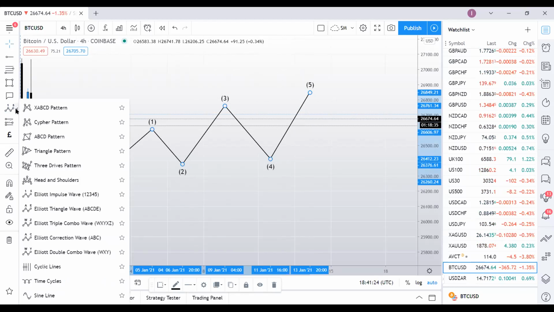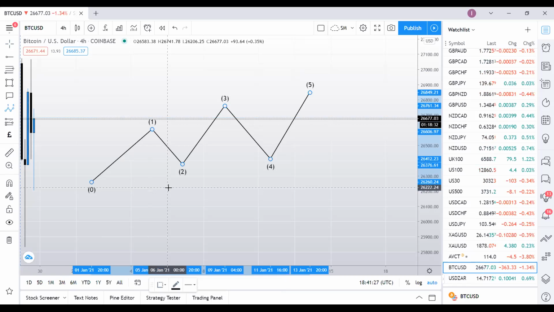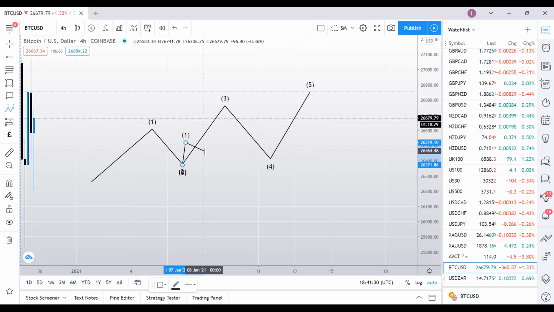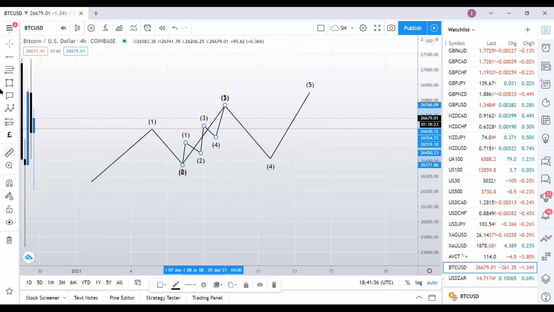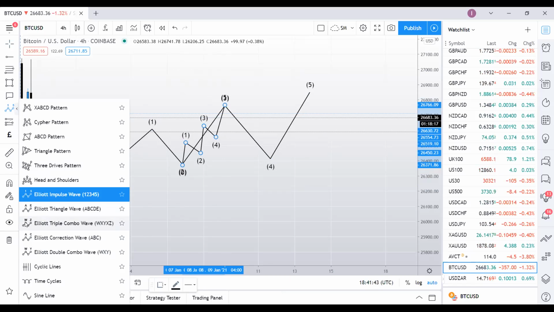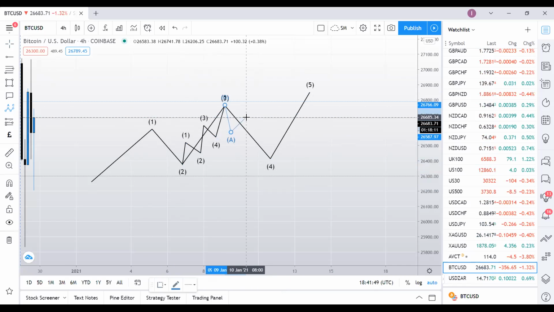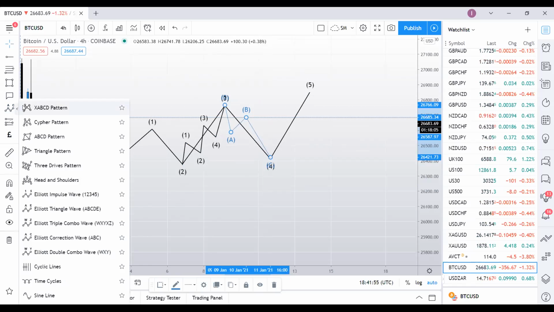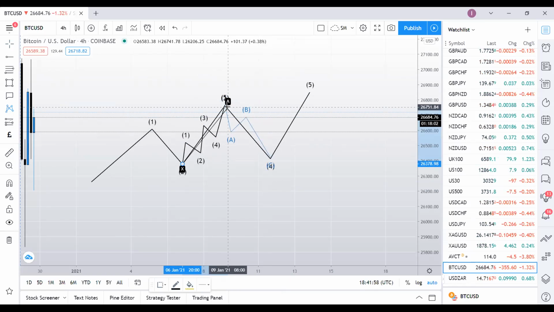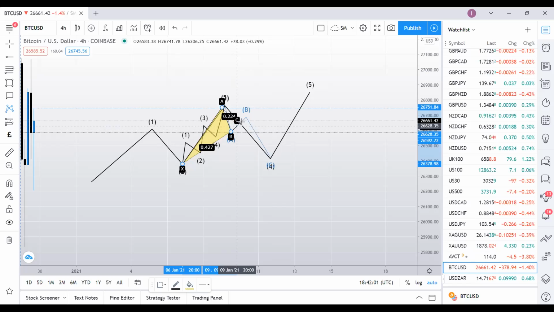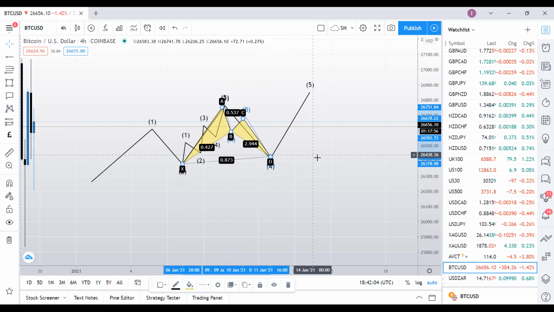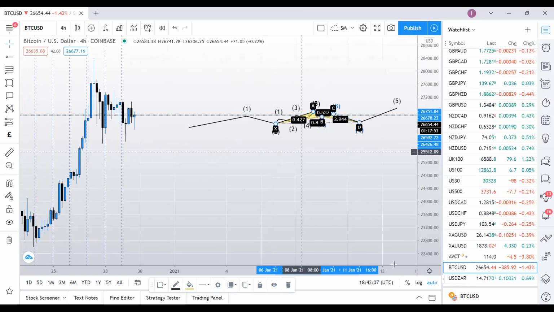Let me draw the harmonic pattern because I think that might make it a bit easier. We did 1, 2, 3, 4, 5, and then it's an Elliott correction wave. So everyone remembers that, right?